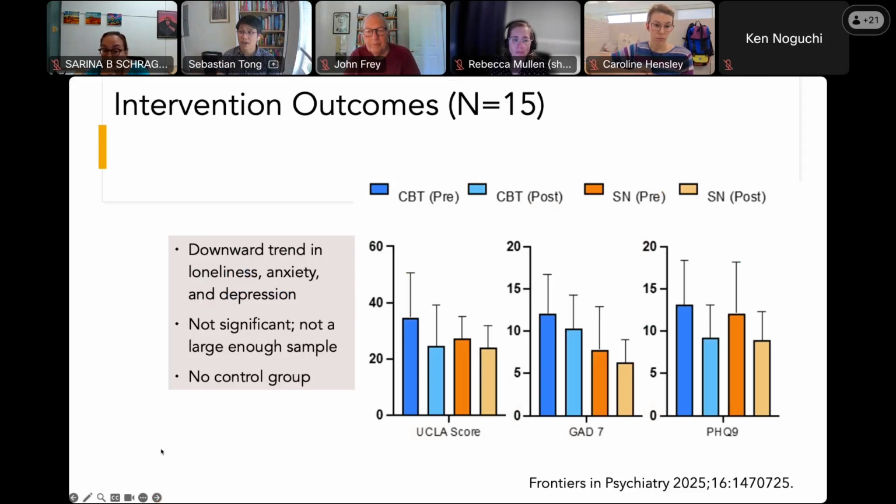What we found is that with both the CBT and social prescribing interventions, we reduced the UCLA score, not significantly, because it was a pretty small group. We reduced PHQ-9 scores across both groups as well, more so in the CBT group, but they also had a higher baseline loneliness compared to the social prescribing group.